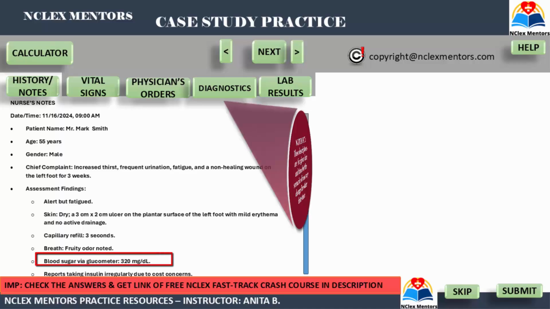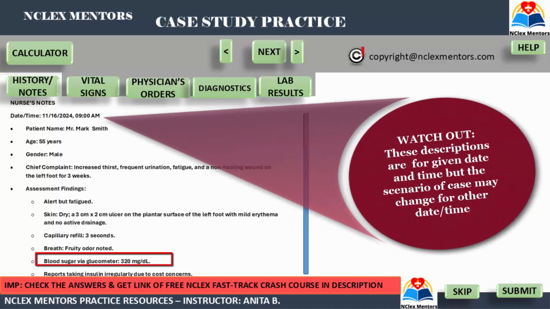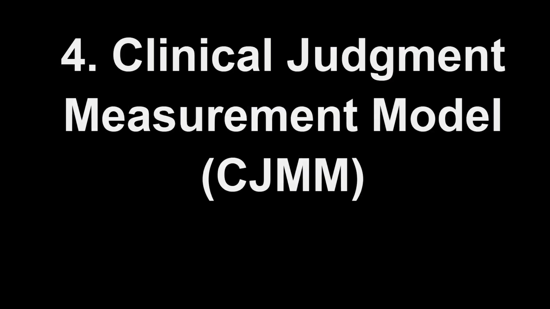For example, in a multiple response question, you might first receive basic details about a diabetic patient, such as a blood glucose reading of 300 milligrams per deciliter and a non-healing wound. As the scenario progresses, you may learn that the patient has increased thirst and urination, and that their wound is showing signs of infection. These new data points would change the clinical picture, requiring you to reassess your priorities and select the correct nursing actions based on the updated information. This unfolding format mirrors real-world nursing practice, where information is often revealed over time and decisions must adapt to evolving conditions. Point number 4. Clinical Judgment Measurement Model.